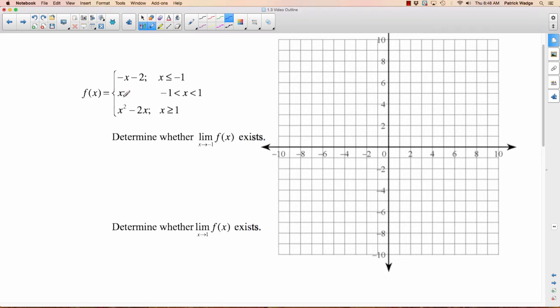f of x equals x. Well, x, that's like y equals x, right? That's just the mother function line. It's just that 45-degree angle line. And we're going from -1 to 1. Alright, so it's going to be like this. What kind of dots should we put? In both cases, since it's less than and less than but not equal to, we should have open dot and open dot. Now those might change later, we'll see.